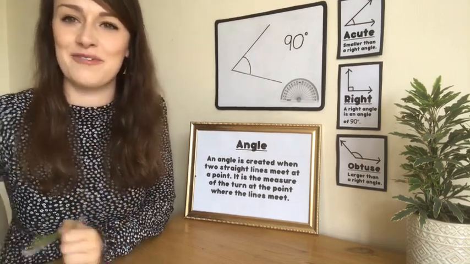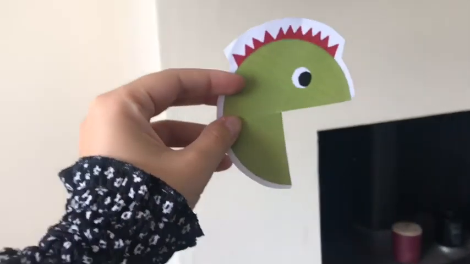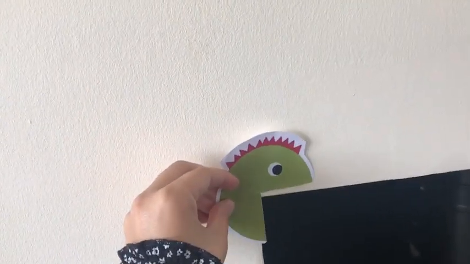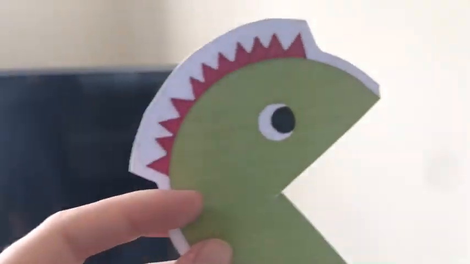Okay, let's go hunting for some angles around my house. We'll go into the living room. So I can already see on the edge of the fireplace there's a nice right angle there where it fits perfectly. I've got one on the edge of my TV. It fits up nicely.